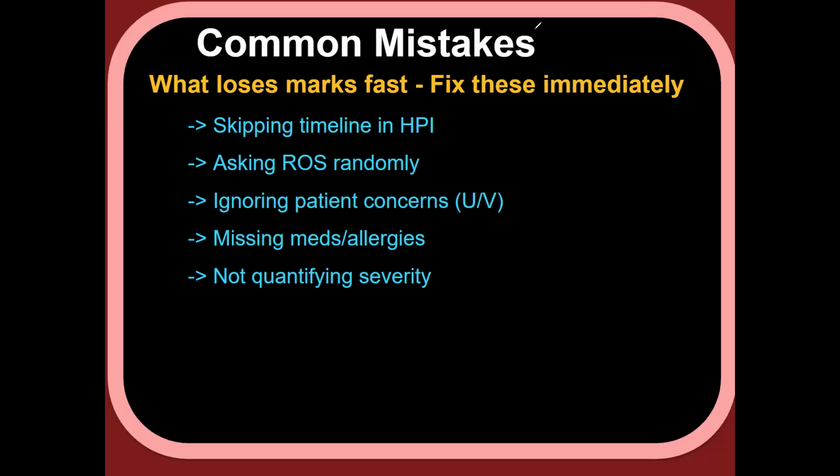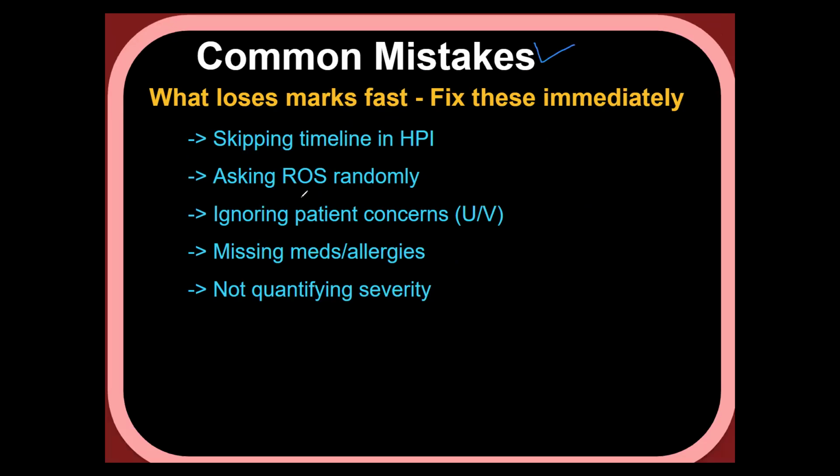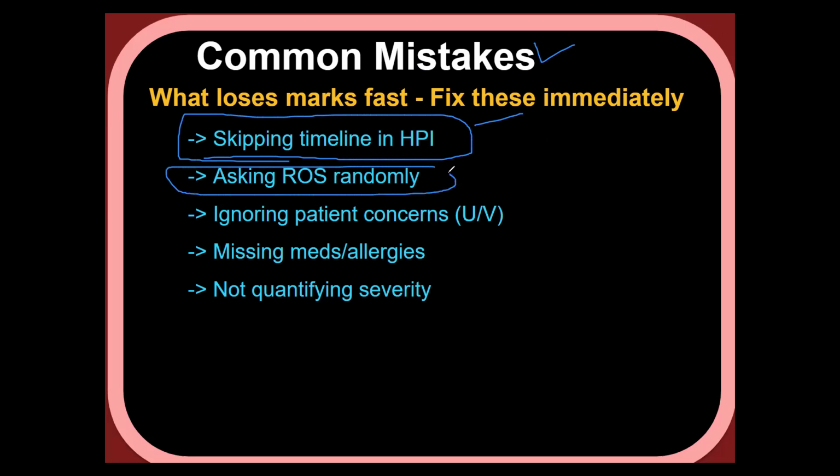Some of the common mistakes that IMGs make. Timeline in HPI: how long have the symptoms been going on? Asking review of system questions randomly. Go systematically. Go system by system if you're not sure. Cover all the systems. If you know what symptoms you are going to get positive and negative, just cover those. Ignoring patient concerns, understanding, or what they value or what they want, missing medications and allergies.